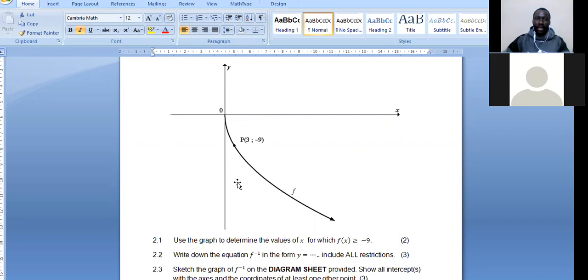The question is requiring us to find the values of x for which the function is greater or equals to what?